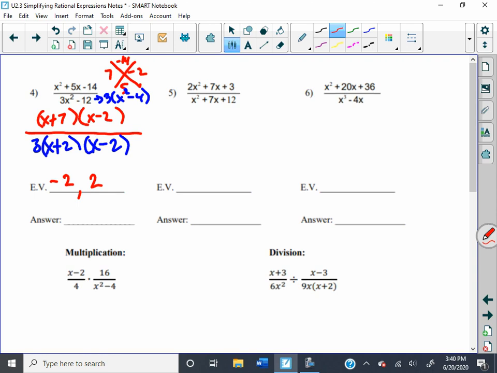All right, now we'll go ahead and cancel like terms out. So I have an x minus 2 and an x minus 2 that can cancel. And that looks like it. So on top, x plus 7. On the bottom, 3 times x plus 2. Okay, x plus 7 over 3 times x plus 2.